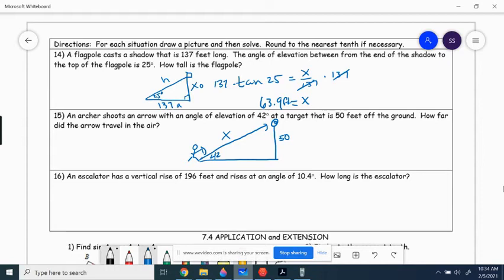And number 16, an escalator has a vertical rise of 196 feet and rises at an angle of 10.4 degrees. How long is the escalator? Okay, so vertical rise, vertical is like up and down. So vertical rise is 196 and it rises at an angle of 10.4. All right, so there we go. How long is the escalator? So do we need to figure out this or this length? I'll let you guys figure this out, see what you come up with. All right, make sure you label all the sides in terms of this angle.